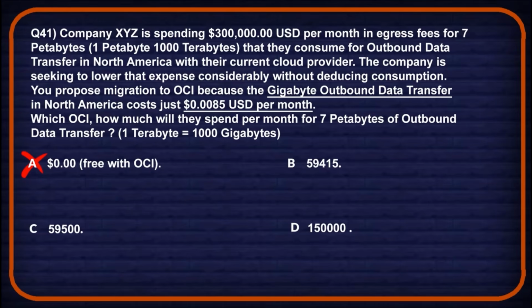59500 is a raw cost without subtracting the free 10 terabytes. So option C is not the correct choice. Moving on to option number D, 150000. 150000 is far too high and likely reflects pricing from another cloud provider, not OCI's low $0.0085 per GB rate. So option D is not a correct choice. So option B will be the correct one.